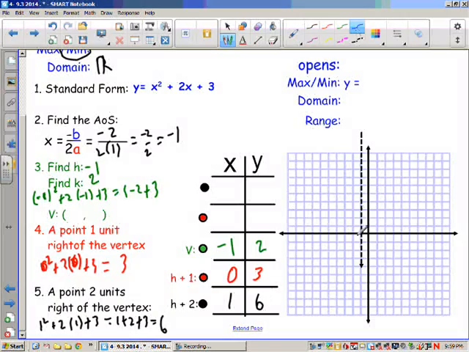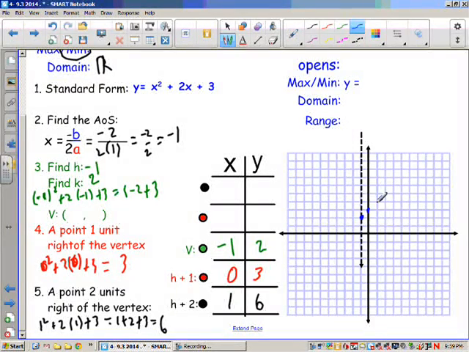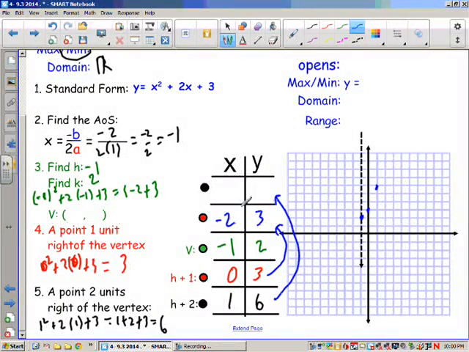All right, plotting these points, -1, 2 again lands on our axis of symmetry, 0, 3, and 1, 6. Now step 6 would be to reflect across. If we go, instead of 1 bigger than -1, if we go 1 smaller, we get -2, but the same y-coordinate. And likewise, 1 smaller than -2 will be -3, but the same y-coordinate.